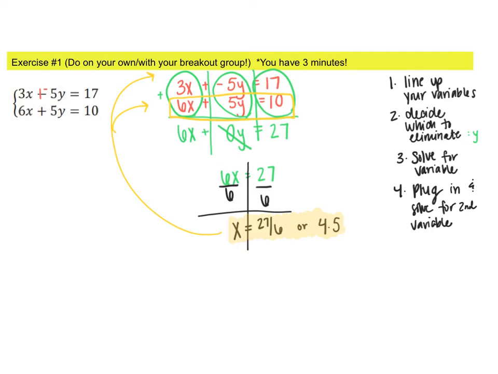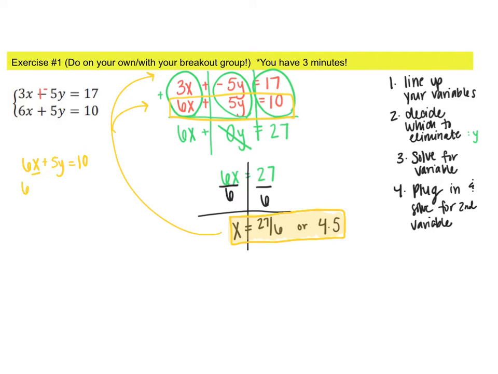In this case, it's our x. So I'm going to rewrite this equation off to the side, and you need to do it the same. 6x plus 5y equals 10. And we know that x is 4.5, so that's what I'm going to change this x to.